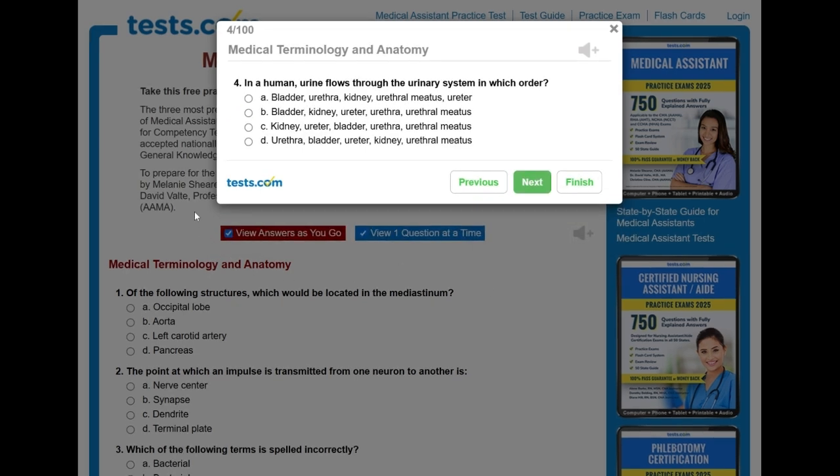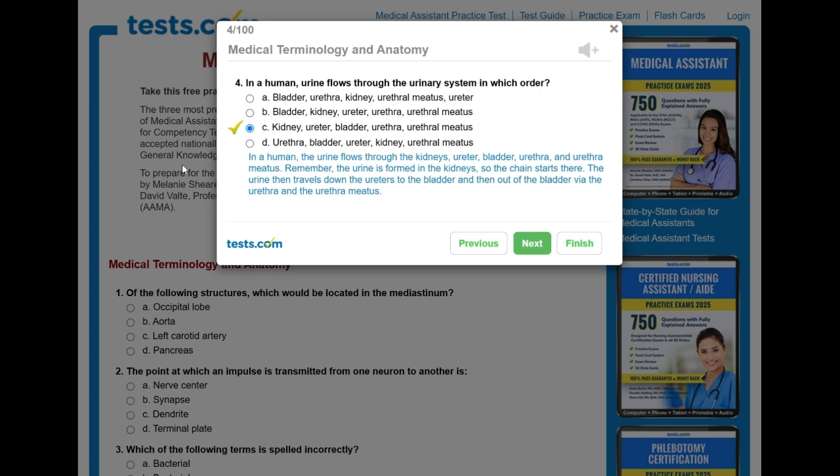Question 4. In a human, urine flows through the urinary system in which order? A. Bladder, urethra, kidney, urethral meatus, ureter. B. Bladder, kidney, ureter, urethra, urethral meatus. C. Kidney, ureter, bladder, urethra, urethral meatus. D. Urethra, bladder, ureter, kidney, urethral meatus.